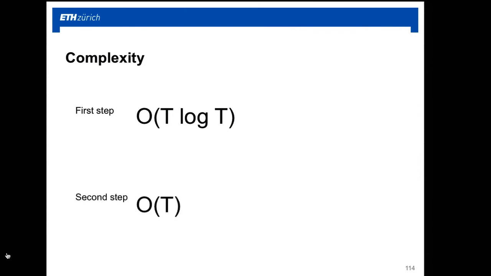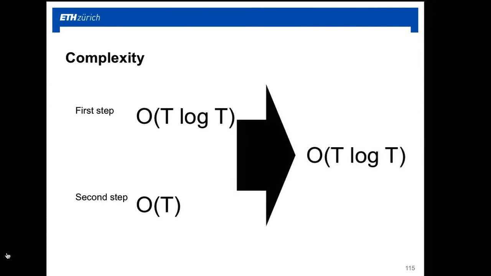The second step is O of T, and it's O of T simply because, as I told you, all we are doing is scanning through the input and output. It's linear, right? Who understands that it's linear? Very good. So in the end, it's O of T log T because T log T wins.